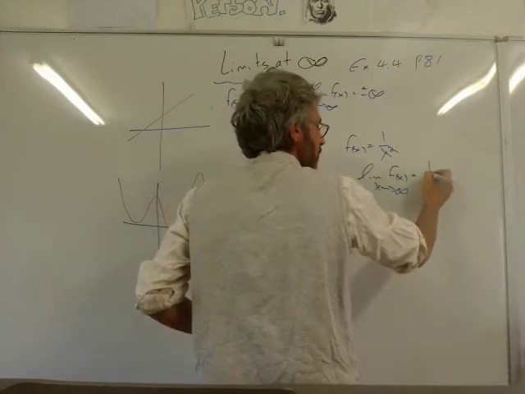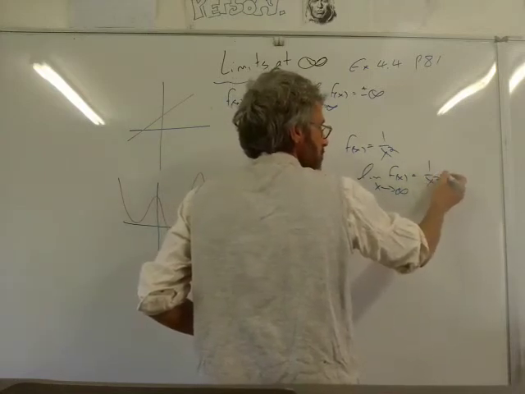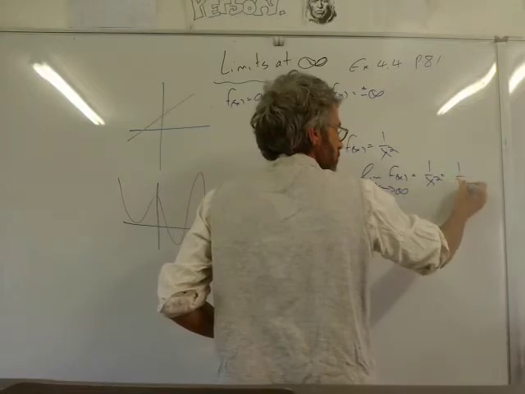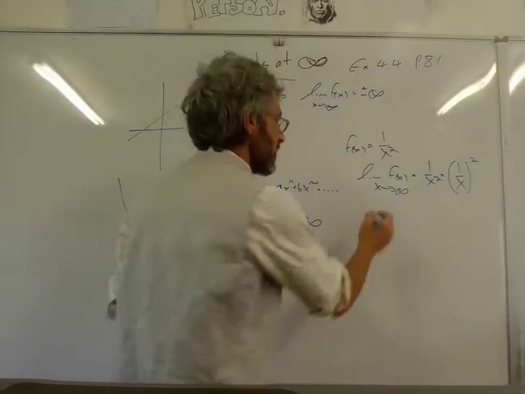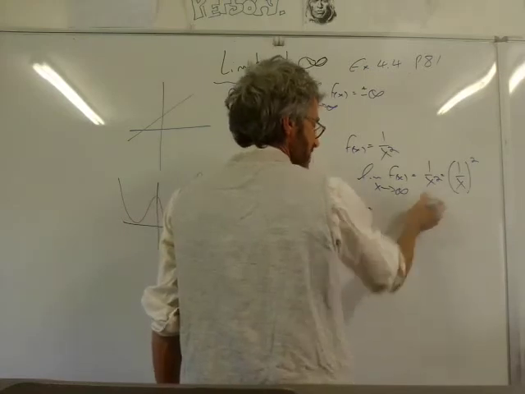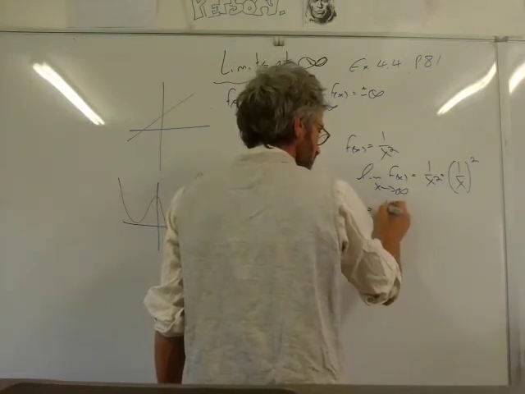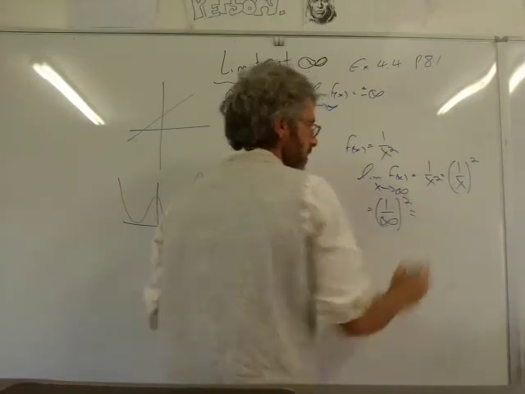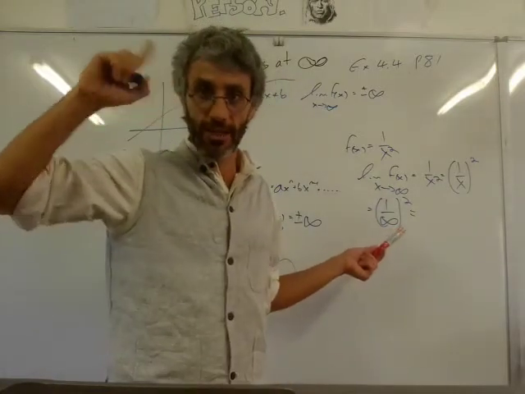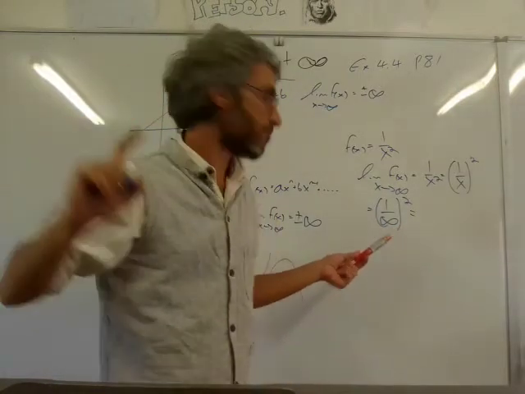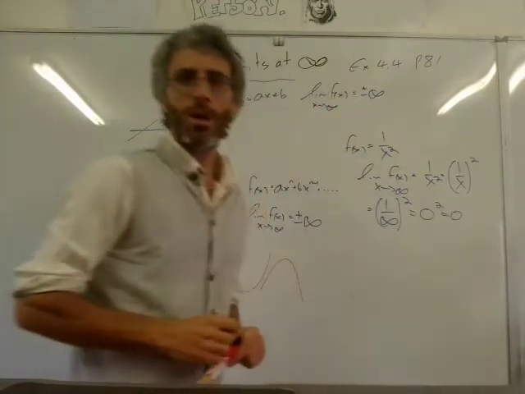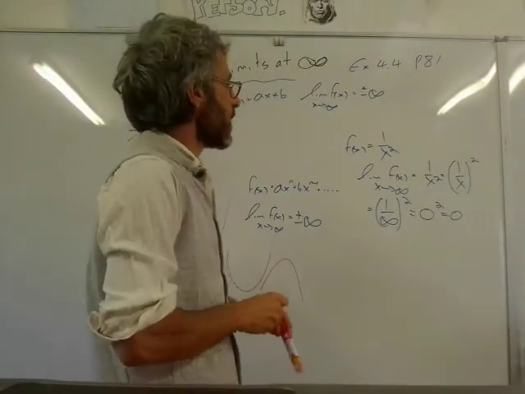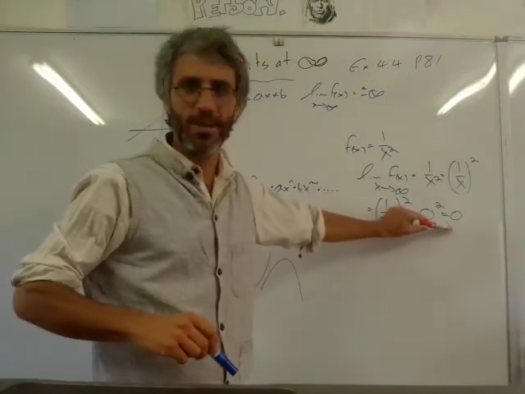I can write 1 over x squared as 1 over x, and that's squared. It's a bit weird, but now I can put in the infinity there, so it's going to be 1 over infinity, squared. And 1 over infinity, we're remembering, that's probably the most important thing I need to remember from this lesson, is 0. And 0 squared is 0. So for 1 over x squared, the limit also is 0.